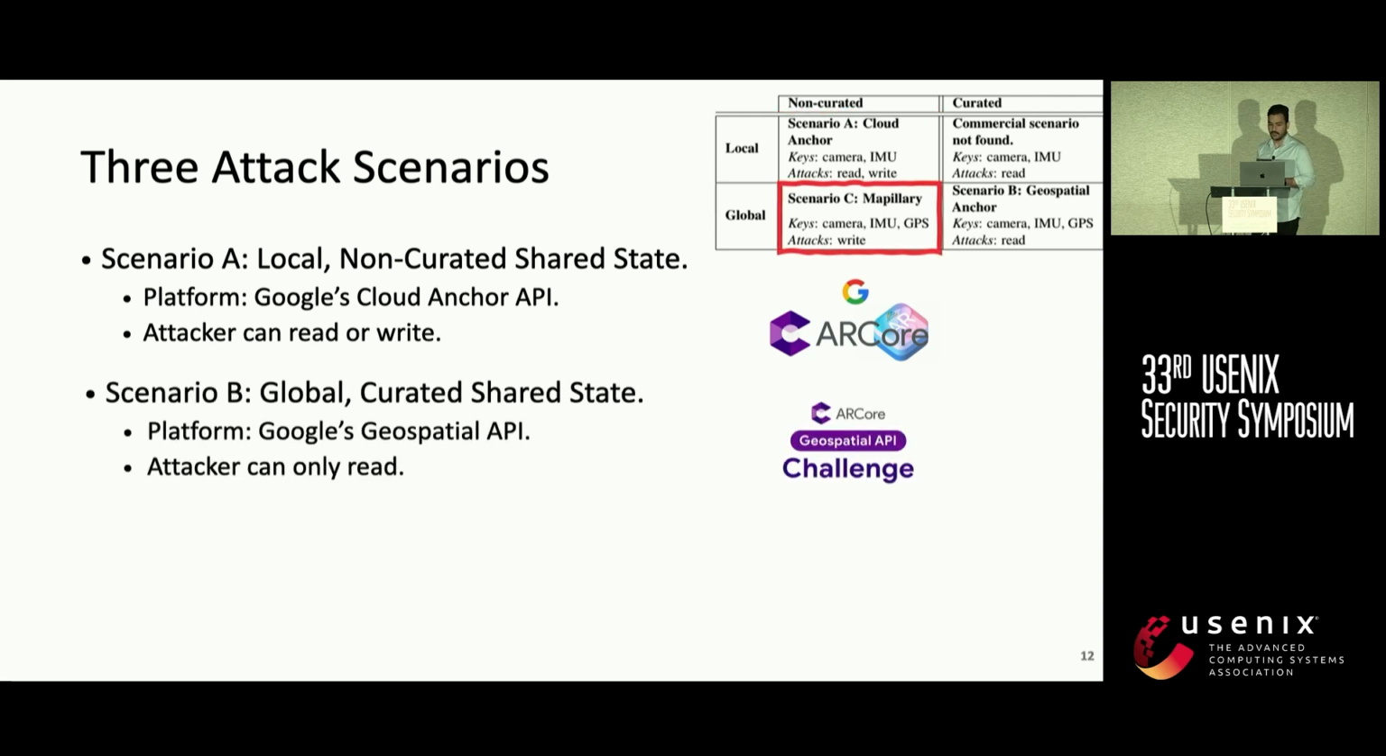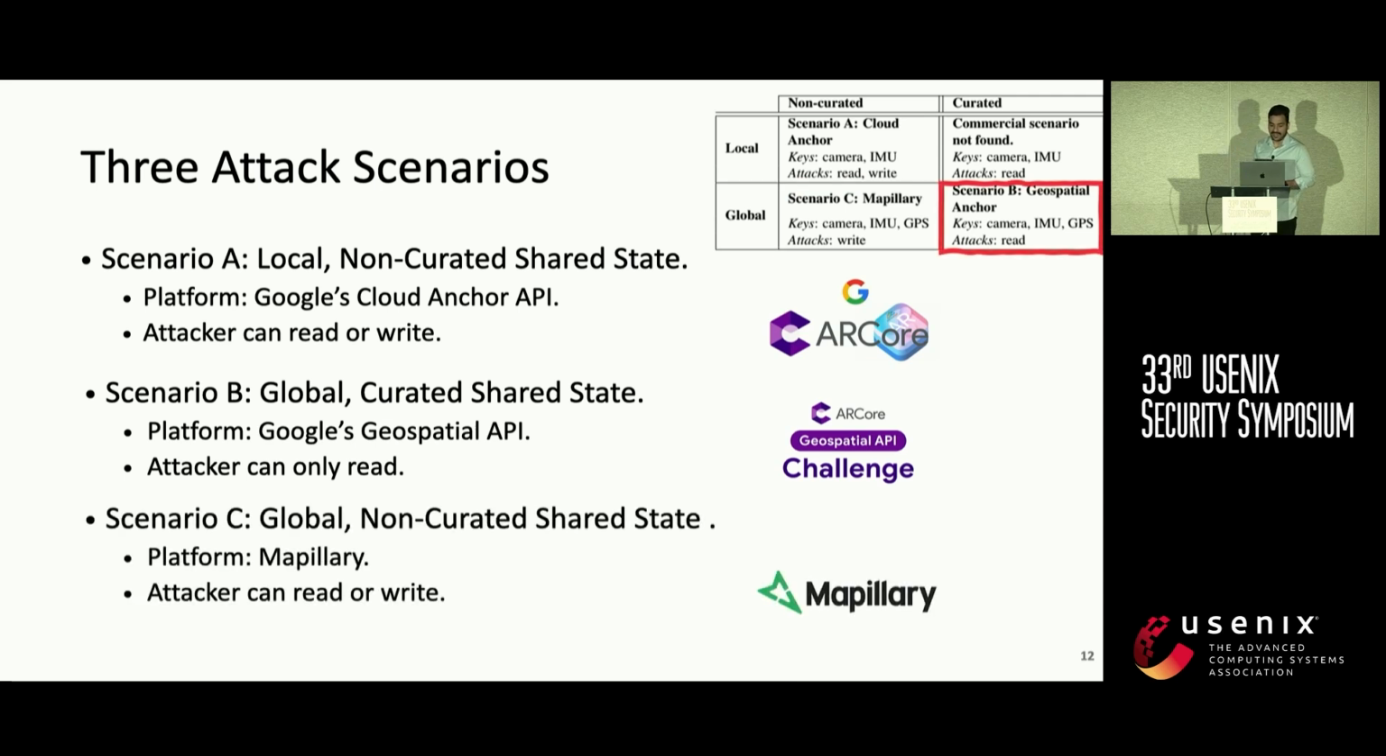In the next scenario, which is global and curated, the platform is Google's Geospatial API, and here, the attacker can only read. And the last one, which is global and non-curated, the platform was Mapillary by Meta, and here again, the attacker can write or read.